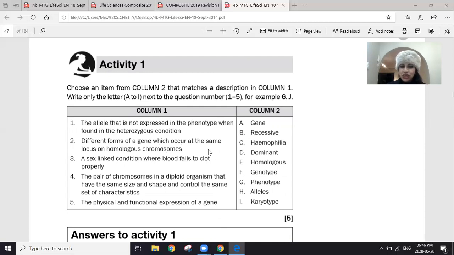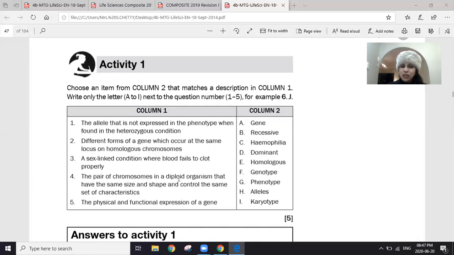Different forms of a gene which occur at the same locus on homologous chromosomes? Alleles. Remember, you got one allele from mom, one allele from dad. A sex-linked condition where blood fails to clot properly. Those of you who've done some reading, C, hemophilia. By the way, number 2, the answer was H, not alleles.